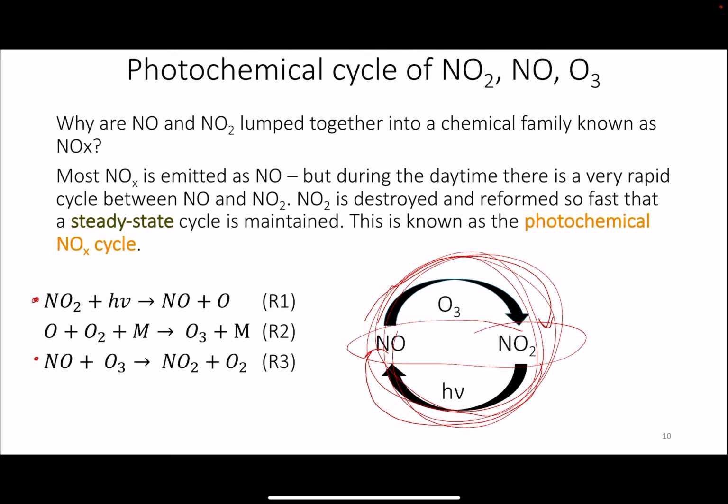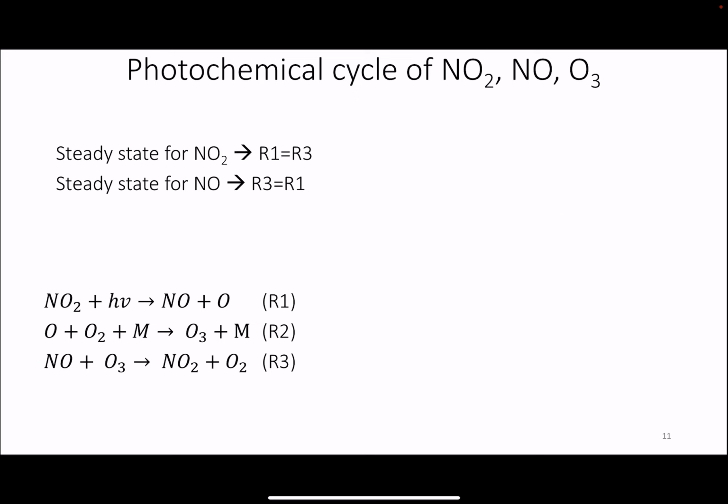And this concept of steady state I want to touch on for a second, because in the prac we're going to use this to calculate the concentrations of NO and NO2. The steady state basically means that this reaction R1 is equal to R3. R1 is the destruction of NO2, and R3 is the production of NO2. So steady state for NO2 is where the production and destruction is equal, which means R1 must be equal to R3.